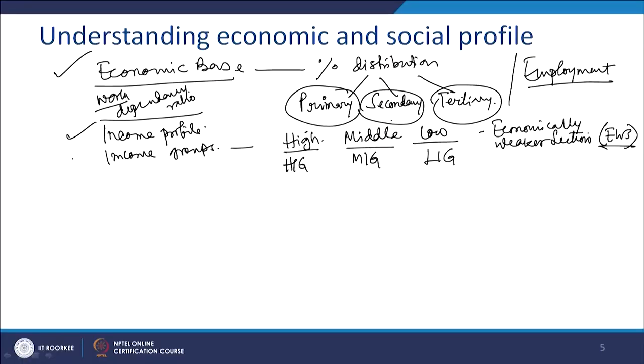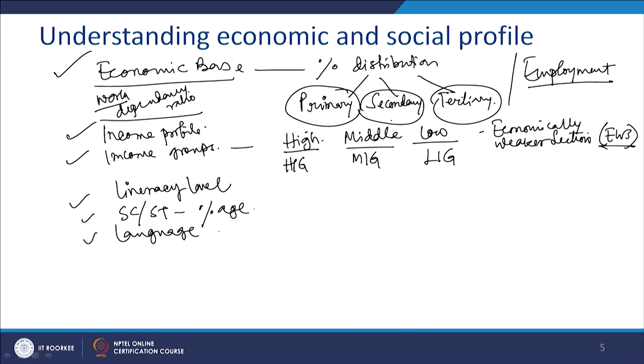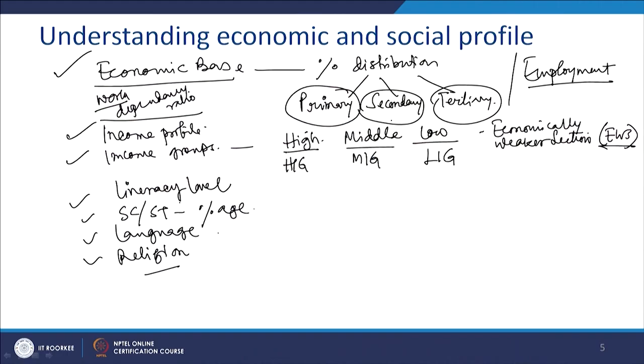And with this, the income profile and income group, and also for the social profile and cultural profile, you need to know the literacy level, then SC/ST percentage, then language and religion. Even though we are a secular country, religion does not make a very large impact on the overall development, but various religious groups might have separate requirements in terms of development. So, it is very important to see religion, language, literacy level, SC/ST proportion, etcetera.